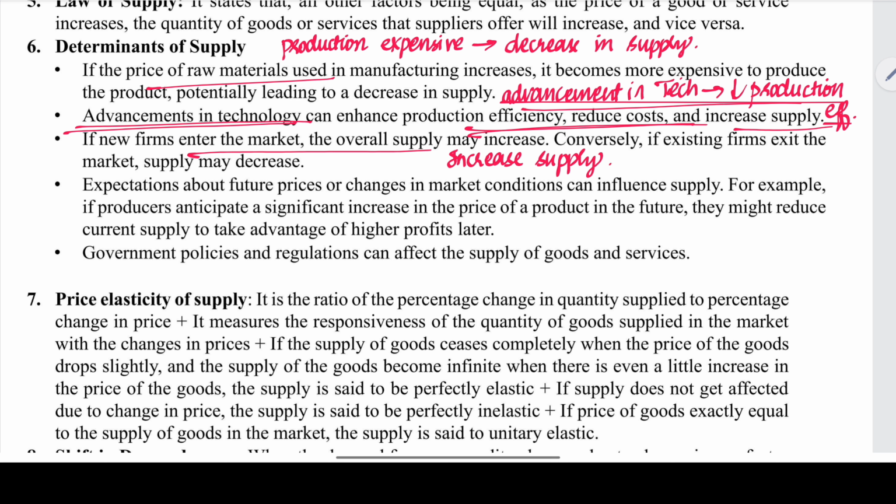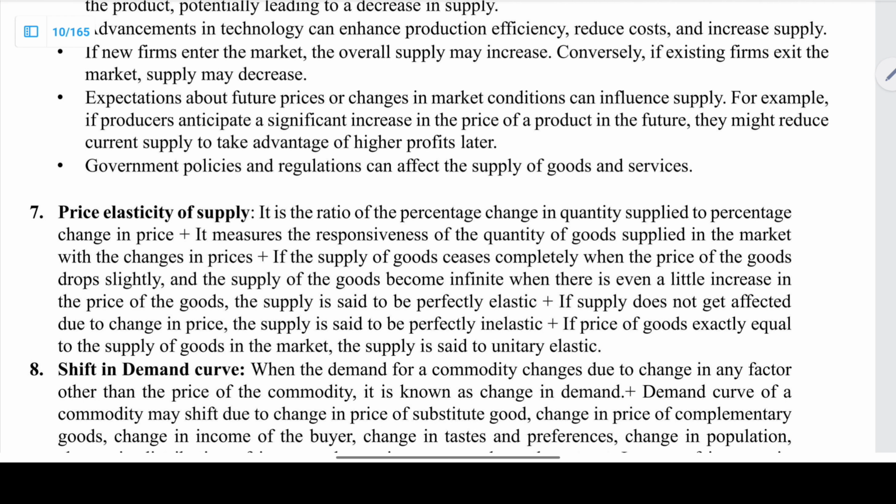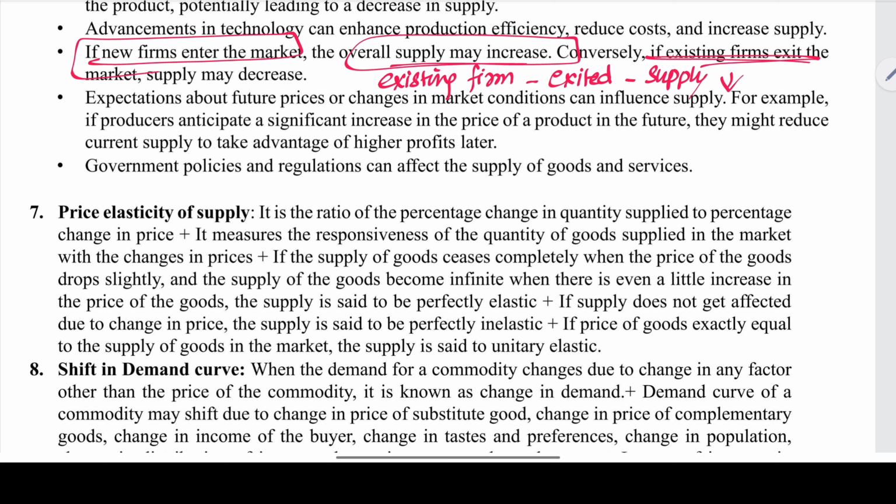It is supposed to increase the supply, right? If a new firm is entering the market, their overall supply might increase, because initially for testing they would have produced 100 output. Later on, they would increase the output for new firms, right? Conversely, if an existing firm exits, the supply is going to decrease. If a new firm comes, the supply is increasing. If they are exiting, the supply is decreasing.